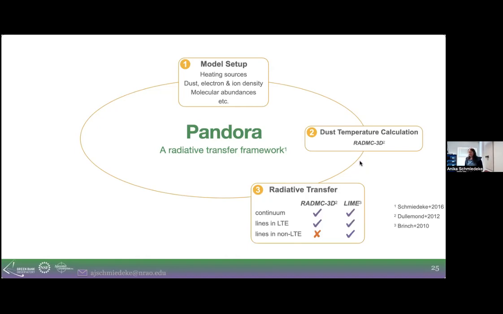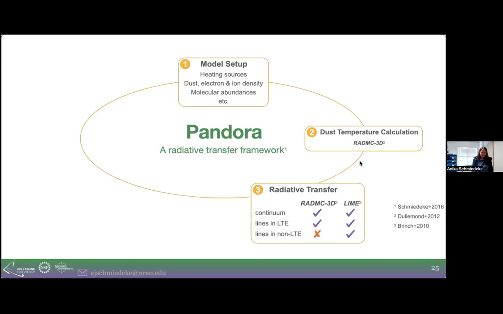After you've done your dust temperatures in your model, you can run the radiative transfer. There are two codes that I've employed in this, called RMC3D and LIME. Both can do the continuum. LIME, as opposed to RMC3D, will not calculate the free-free continuum, just the dust continuum. LIME, on the other hand, allows you to run your molecular lines in non-LTE, which RMC3D cannot do. So that's why I ended up running two programs basically in parallel, just to have all the options and linking them.